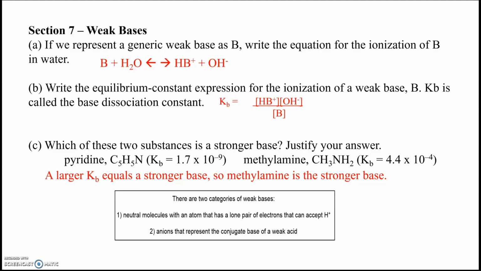There are two categories of weak bases. There are neutral molecules with an atom that has a lone pair of electrons that can accept this H+, and then there are anions that represent the conjugate base of a weak acid.